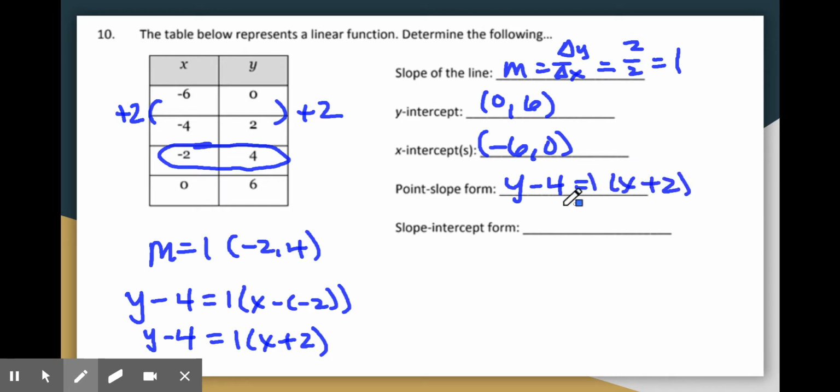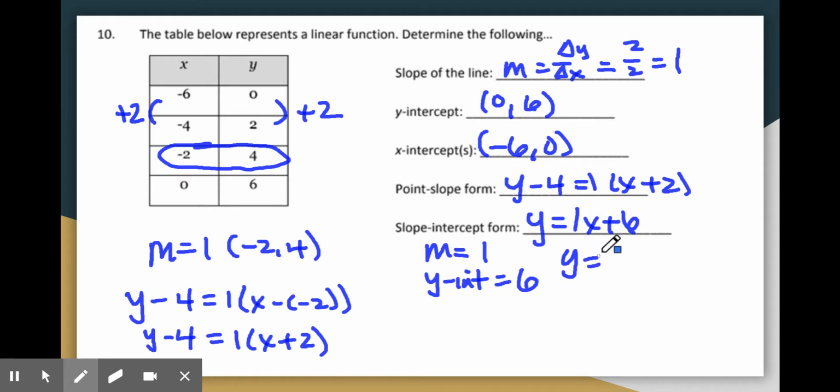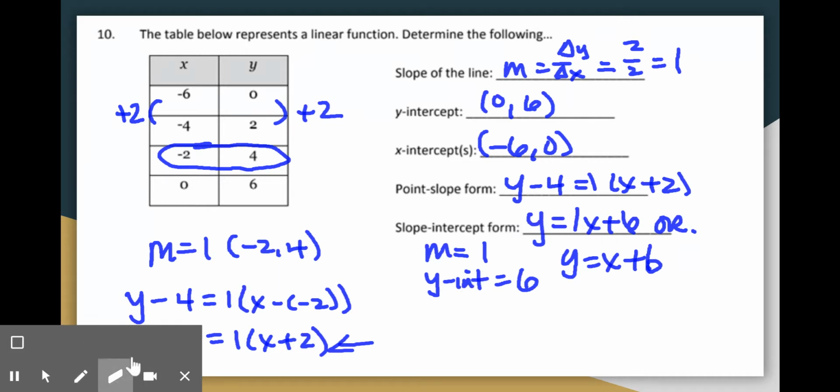You don't even need the 1 really. And then slope-intercept form. For slope-intercept form, I need the slope and the y-intercept. I have both of those. The slope is 1, the y-intercept is 6, right? So my line in slope-intercept form is 1x plus 6, or x plus 6. Or I could convert this equation and solve for y. That works too. You'll get the same answer. There's a bunch of ways to do a lot of these.